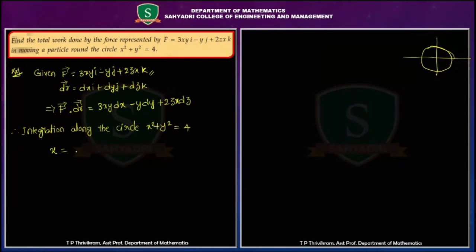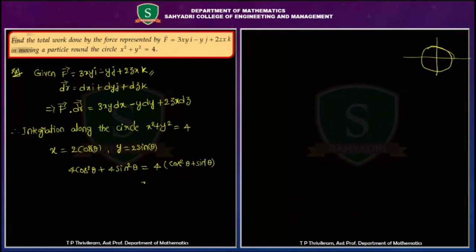Suppose I take x equal to 2 cos theta, y equal to 2 sin theta. What happens? Take x equal to 2 cos theta, that means 4 cos square theta plus 4 sin square theta, which is nothing but, if you take 4 common, cos square theta plus sin square theta. So this value will be 1, and you are getting the answer as 4. So these two equations are satisfying this one.